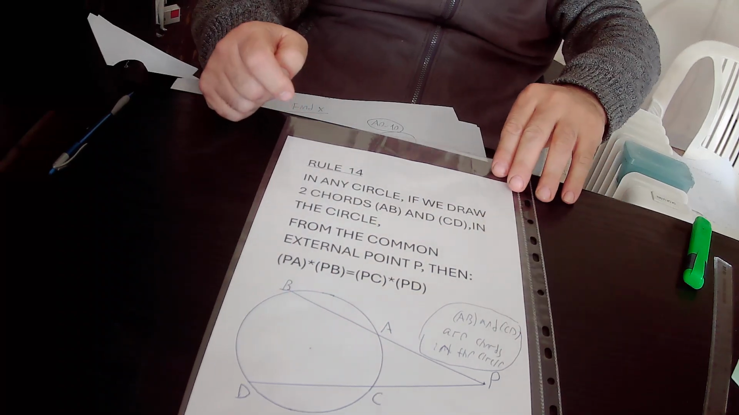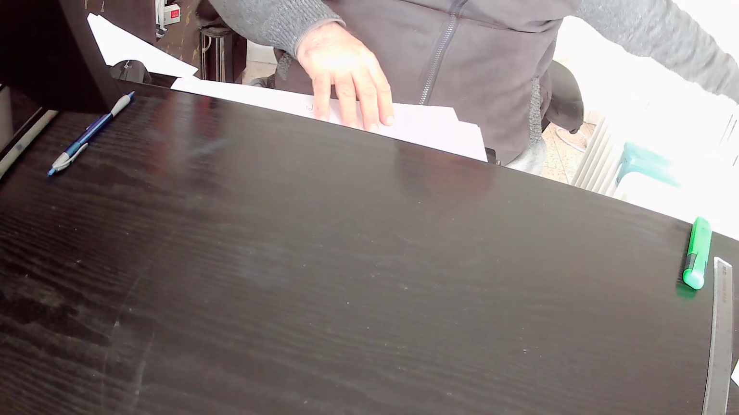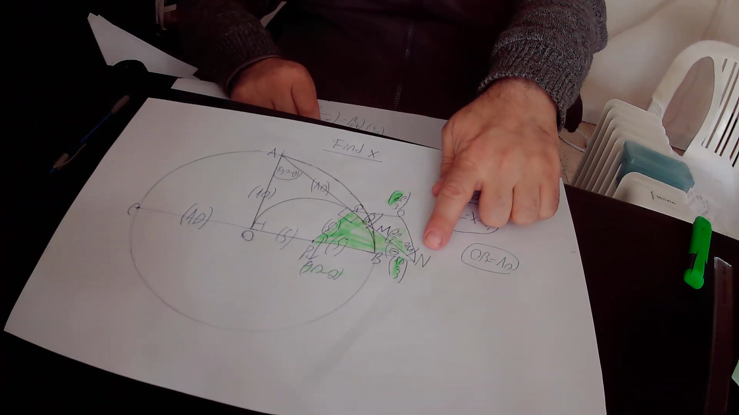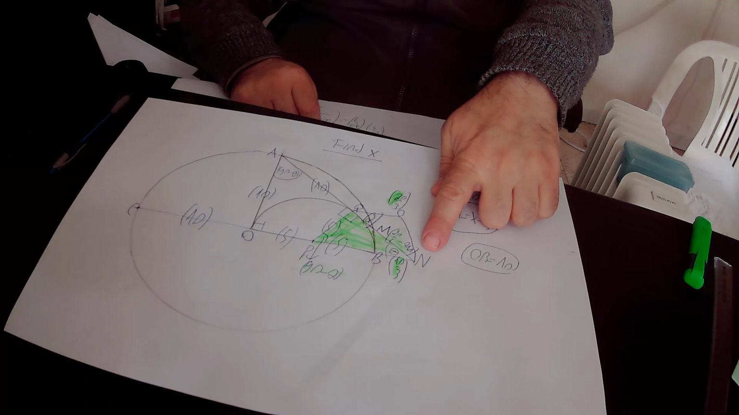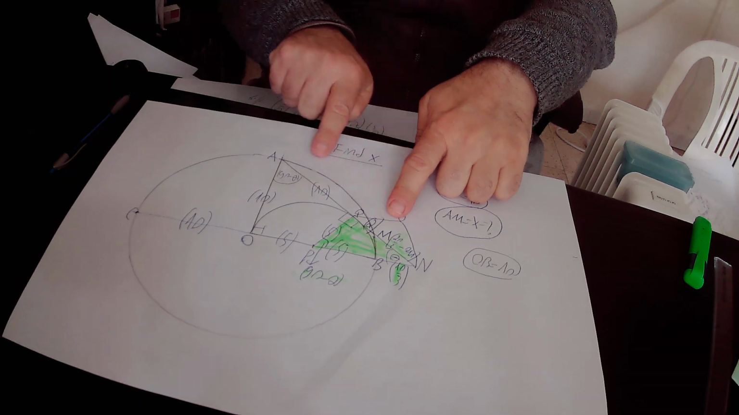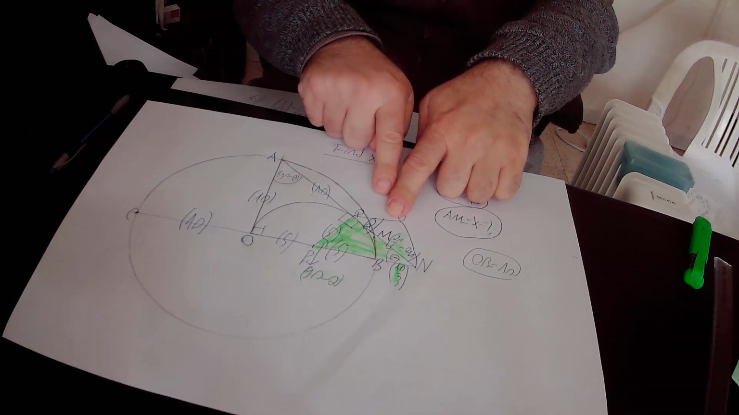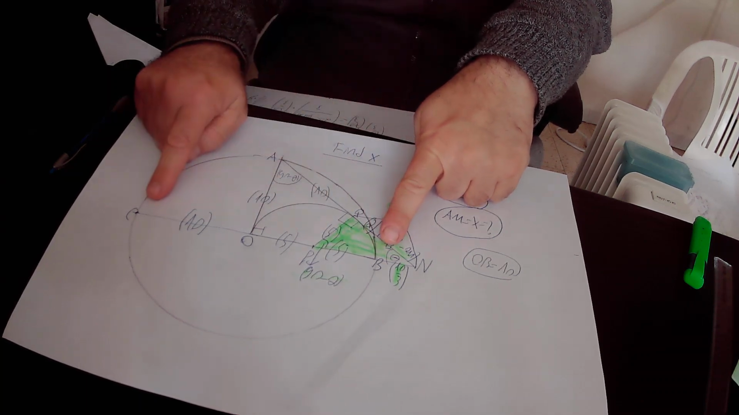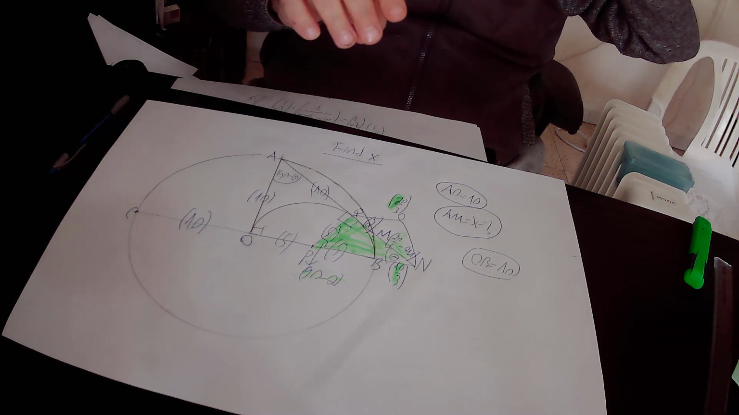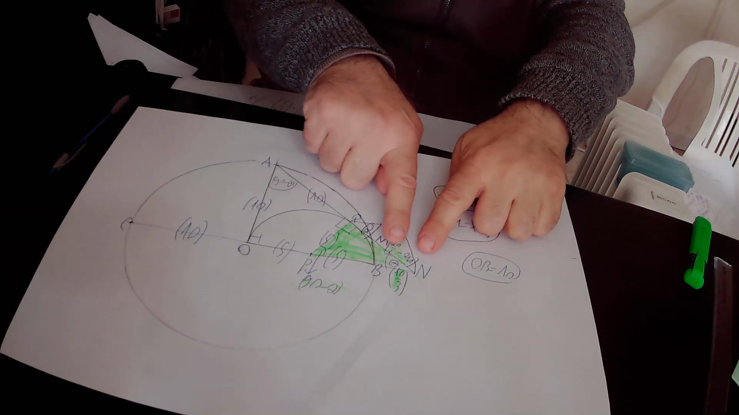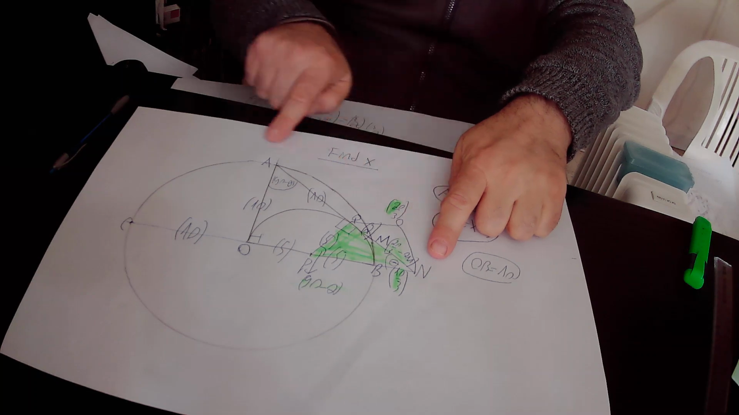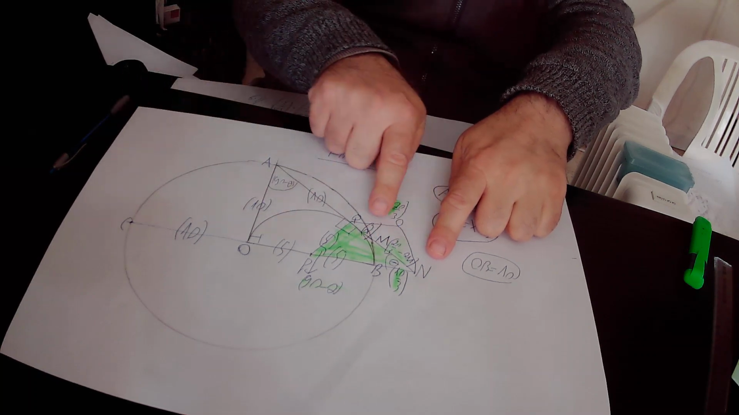We can actually implement rule number 14 in our drawing. Why? Because in our drawing we have the common standpoint point N. From the common standpoint point N, we have two chords inside this circle, chord MA or chord AM, and the second chord is chord BC. Therefore, all the requirements of rule number 14 are met. Therefore, we can implement here rule number 14. According to rule number 14, NB times NC equals NM times NA.